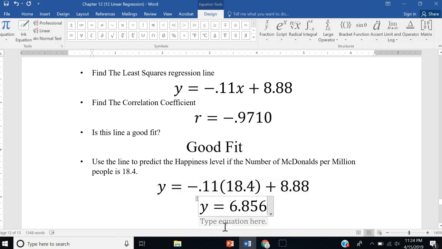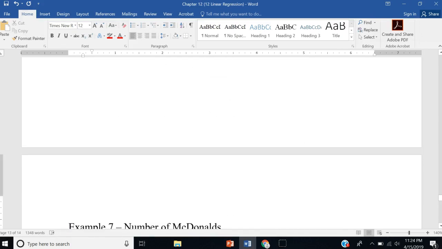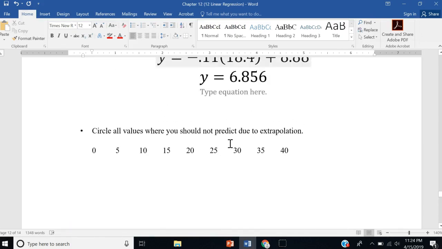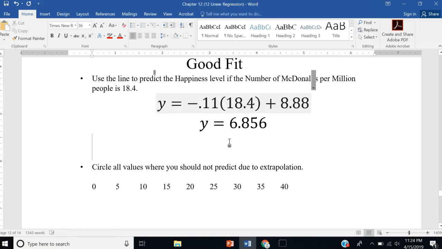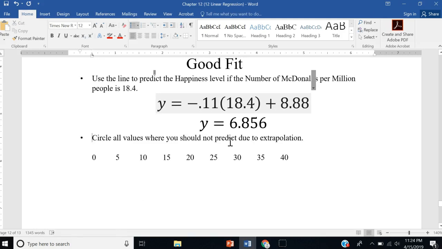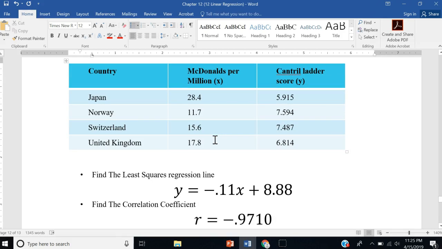Now there's one other question here. You can look at it on the PowerPoints, or you can look at it on the guided notes. That last question says, well, where should I not predict due to extrapolation? We know this is a good fit, but that doesn't mean I can predict everywhere, okay? Just because it's a good fit means that I can predict within the known bounds. So if I look at this example, 11.7 is my lowest x value, 28.4 is my highest x value.